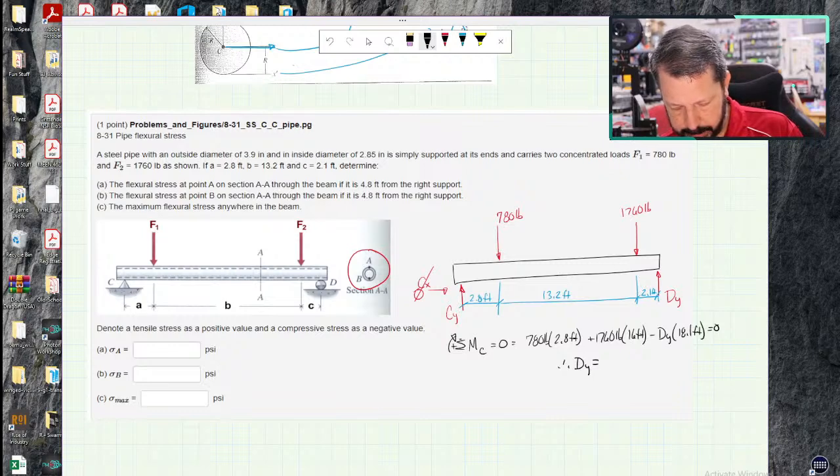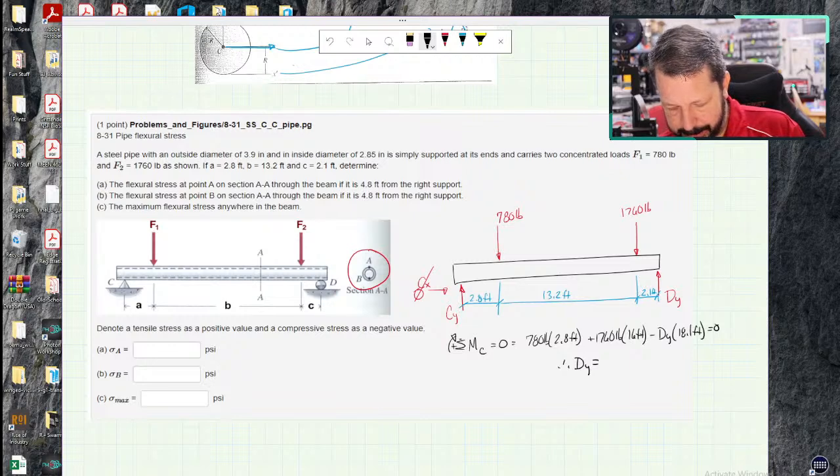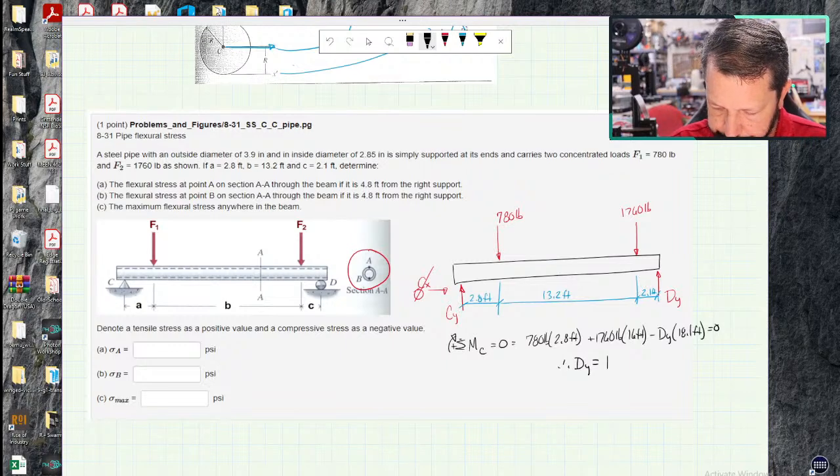Okay, let's see, 780 times 2.8 plus 1760 times 16 divided by 18.1, 1,676 point, we'll just call it 5 pounds. Okay.